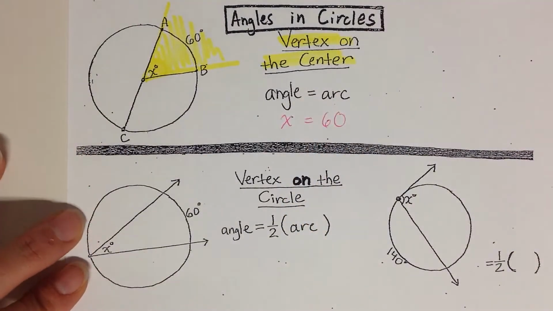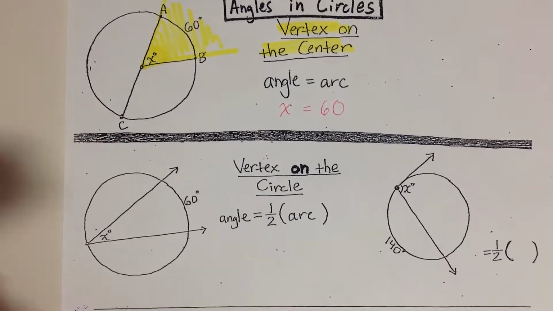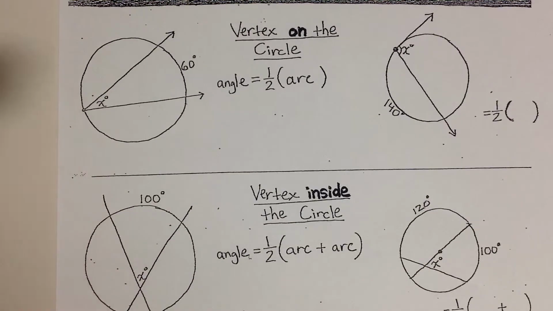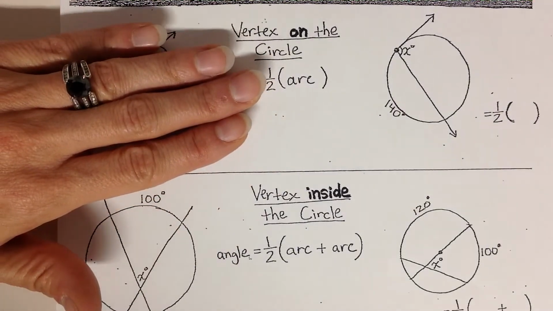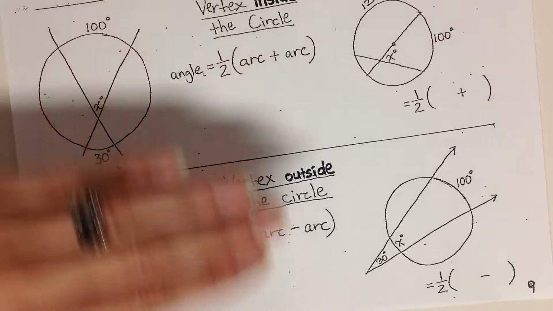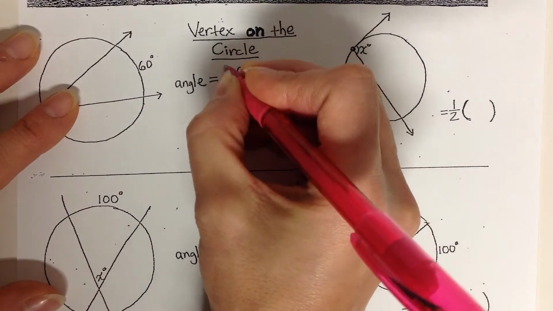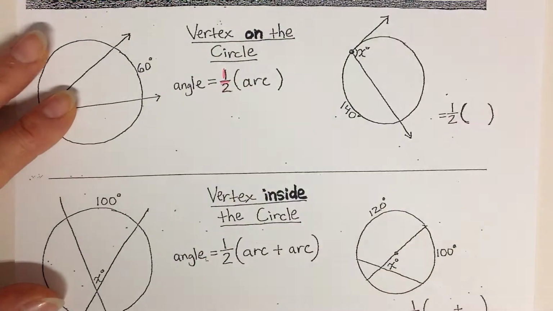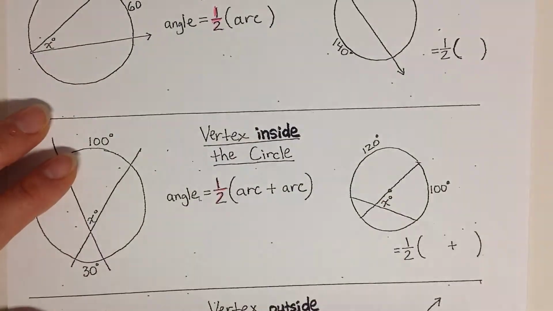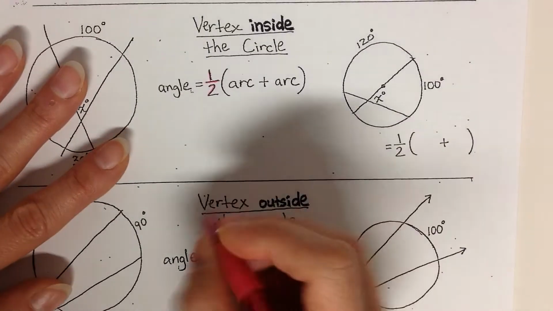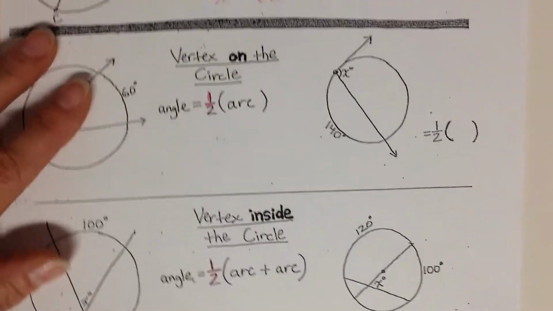Okay, so now I've drawn a bold line because we've got 3 other situations that we want to look at, and I put a bold line there to help you kind of look at the fact that all the ones at the bottom, whether it's vertex on the circle, in the circle, or out of the circle, all of these formulas have something in common. It's 1/2 of something, and 1/2 of something is the same as dividing by 2, by the way. So 1/2 of something, you're going to multiply these by 1/2 or just divide by 2.